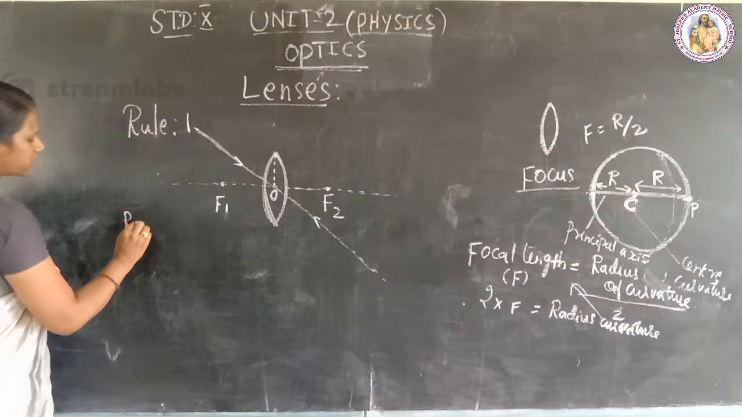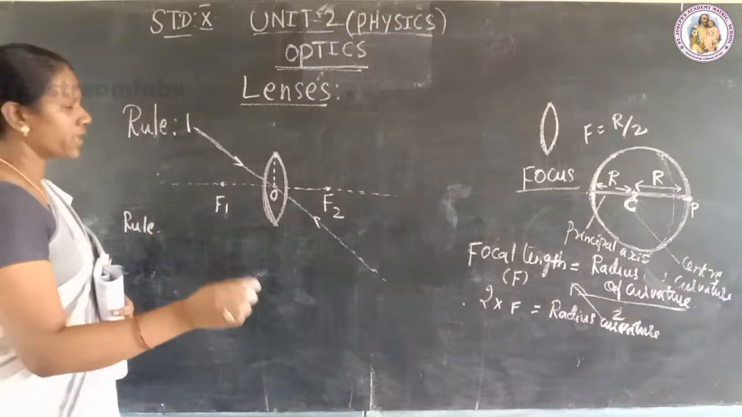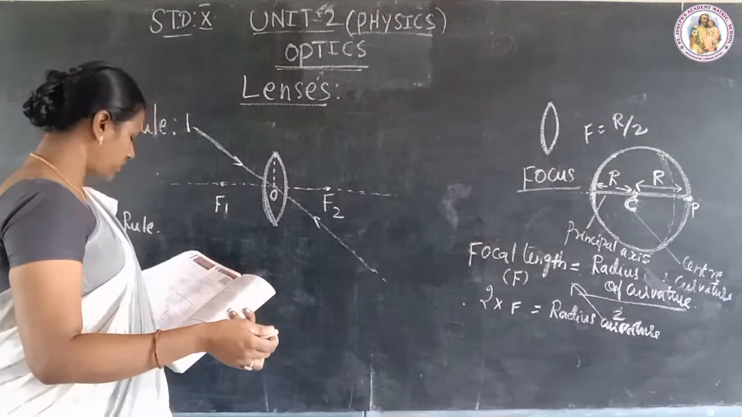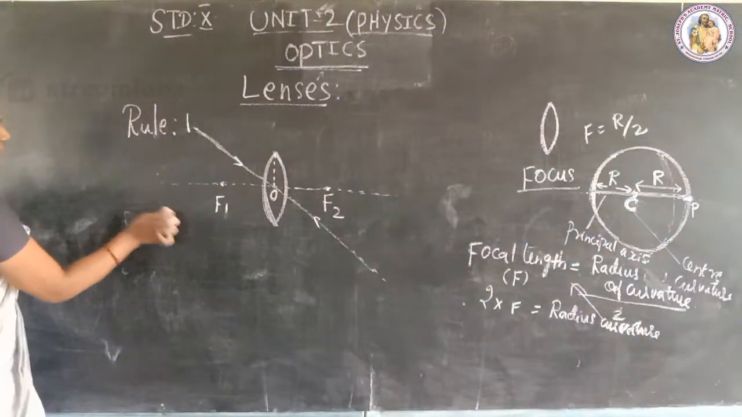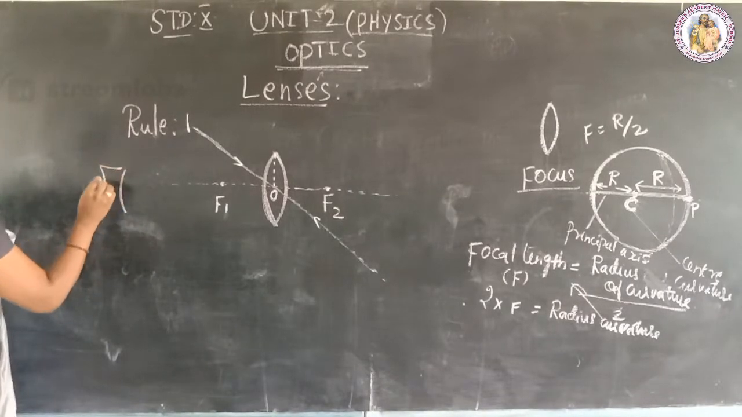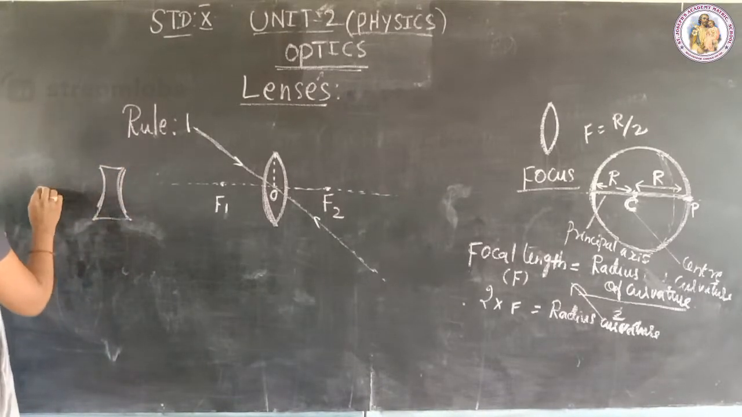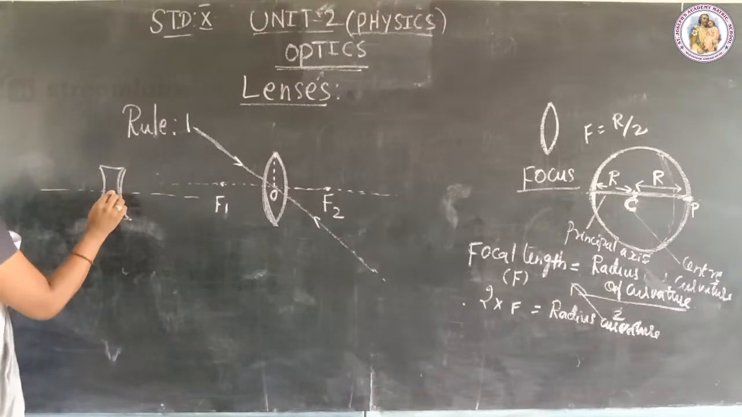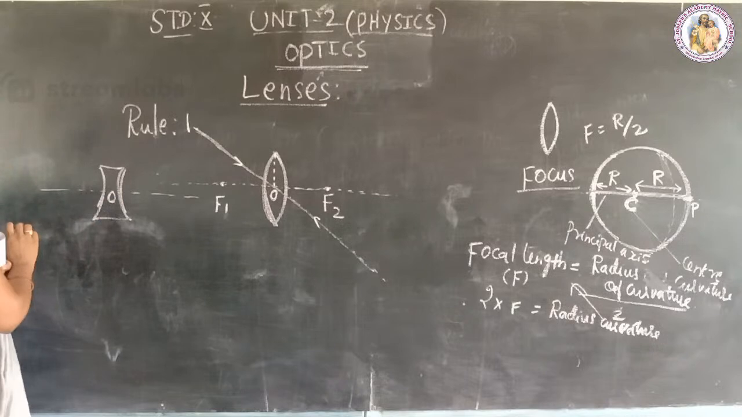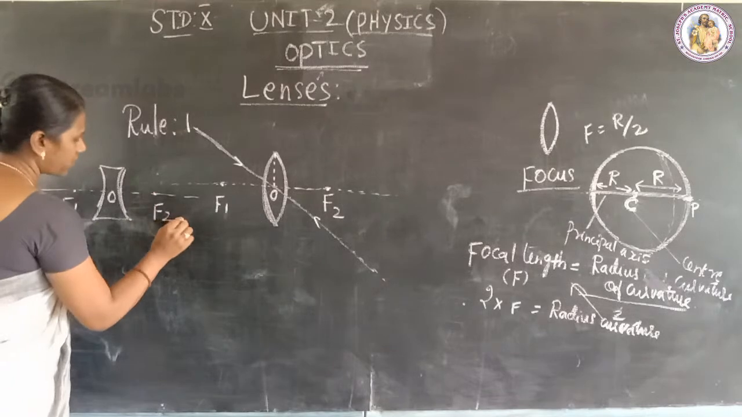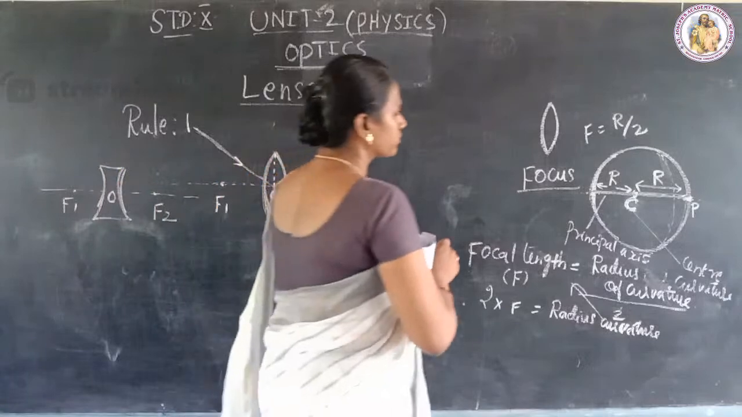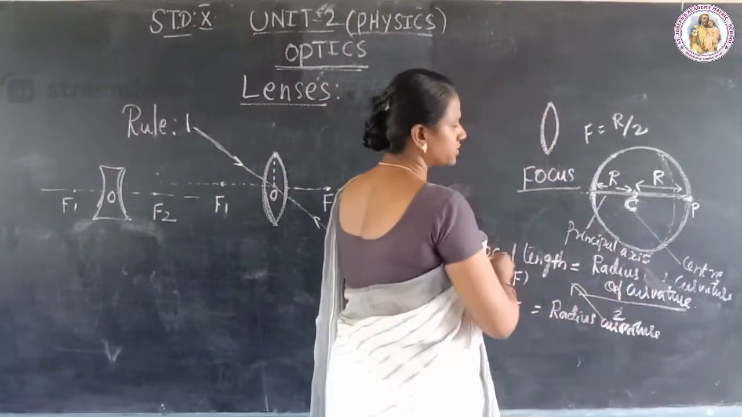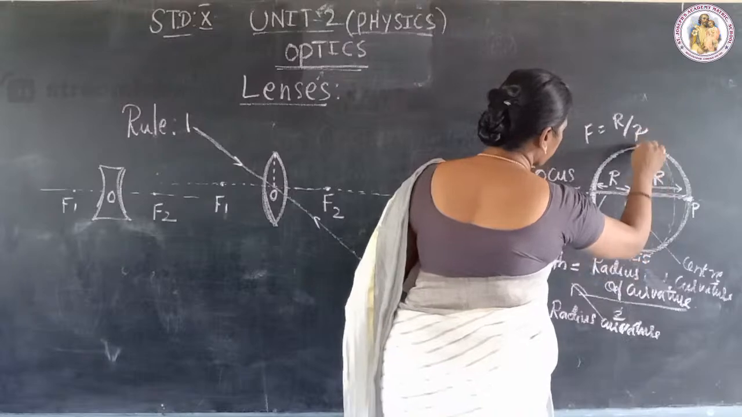Next, what is rule 2 telling us? This is what happens in the converging lens. The same thing happens in the other lens too. The principal axis, the optical center, and this one is the focal point F1 on this side, and another is F2. So why are we putting F1 and F2? Because here we have two focus points. This is the center of curvature.